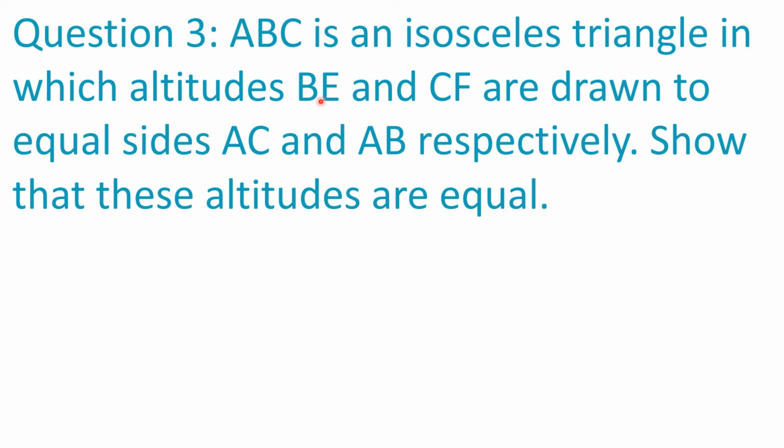Moving on to the next question. ABC is an isosceles triangle in which altitudes BE and CF are drawn to the equal sides. So underline the words equal sides over here, where AC and AB are equal sides respectively. That means it is an isosceles triangle. It is already given ABC is an isosceles triangle where AB and AC are equal over here, as it is given equal sides. We have to prove the altitudes are equal.